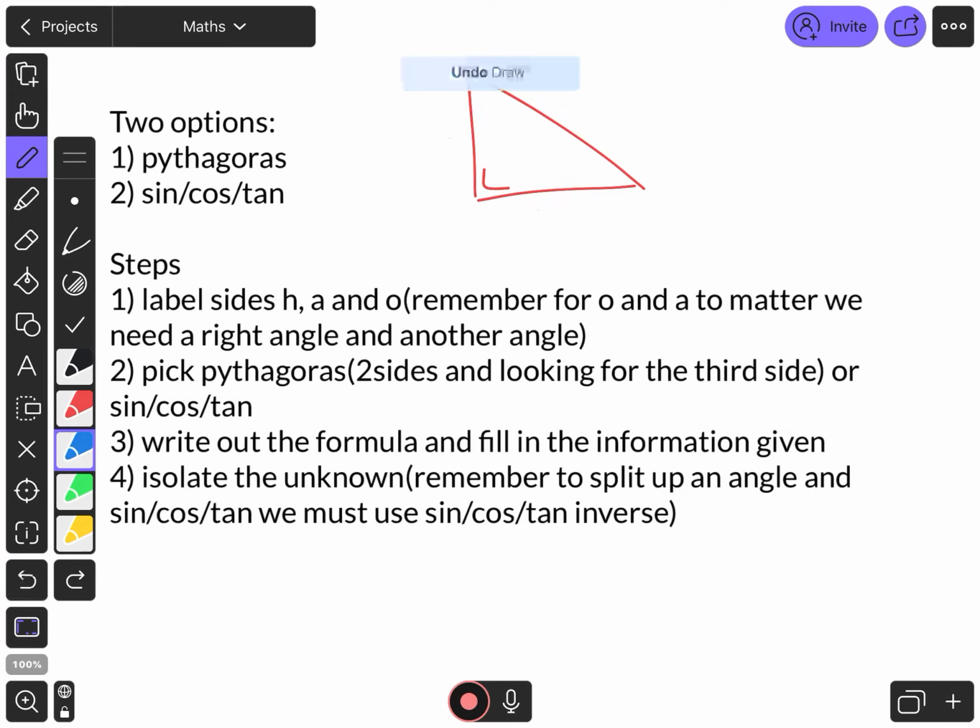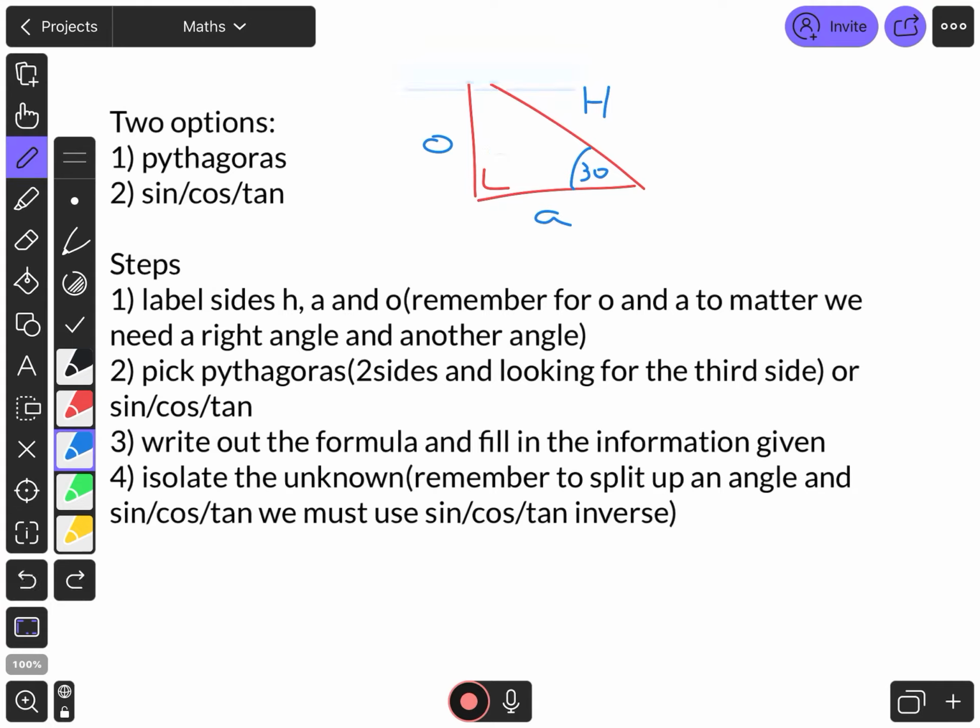If they didn't give me that 30 there, then I would still know that this is H because it's opposite the 90 degrees. O and A in that case don't matter. So I can write them as O and A this way, or I can write them as O and A that way. Makes no difference. This will be used in Pythagoras. So the O and the A don't matter in Pythagoras, whereas once you start bringing in an angle, that's when O and A matter. O has to be across the way from that angle.